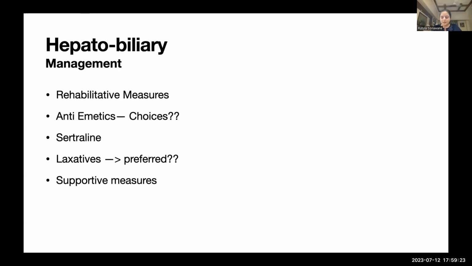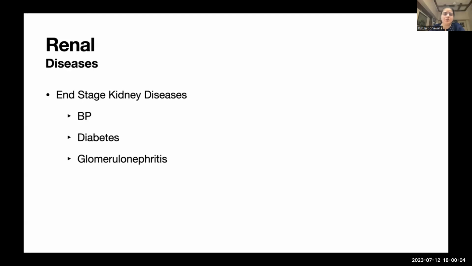Initially they used to give Metrogyl or Neosporin, but nowadays they give rifaximin specifically because it does not get absorbed systemically. So antibiotics just prevent the formation of ammonia. Those would be your management. And supportive measures: I mentioned therapeutic ascitic tapping if required, stockings for the edema if required. All the measures which can be beneficial to the patients can be used. Coming to the renal disorders.